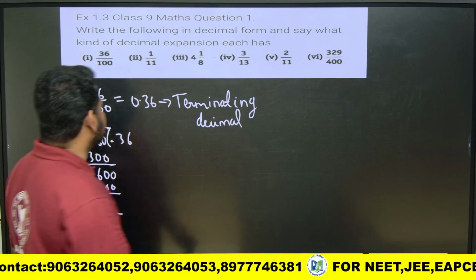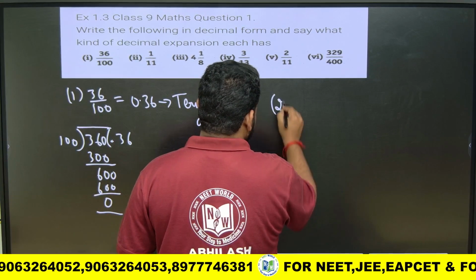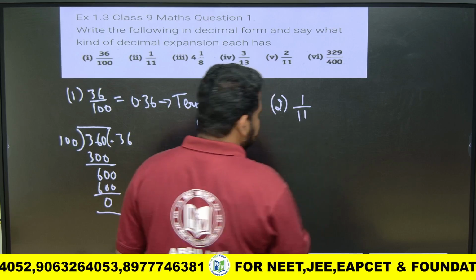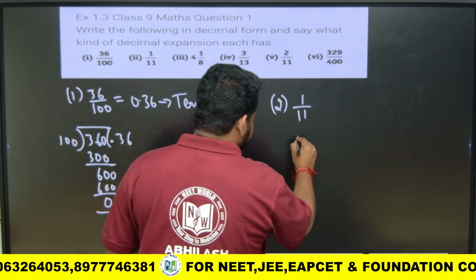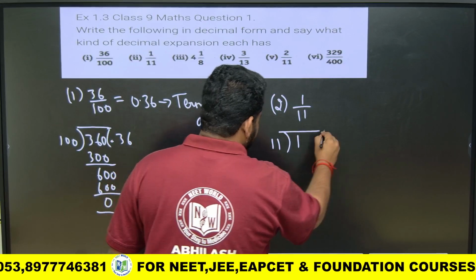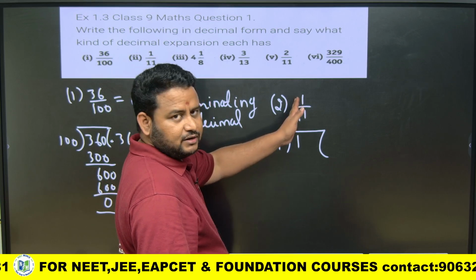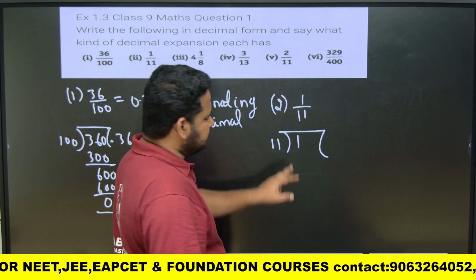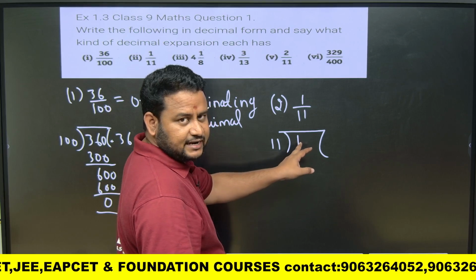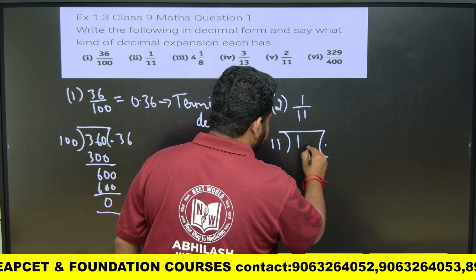Let us look at the second question, friends. That is given as 1 by 11. How to do it? First I should take 1, and I have to divide it by 11. Here 1 is there, and I cannot take it directly like this. So I have to put a point. I will get 0.